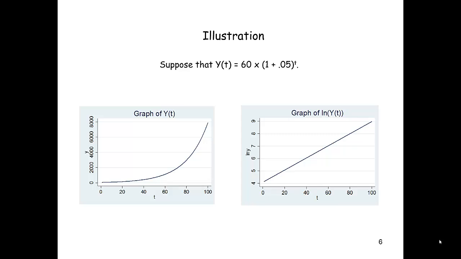For example, if you look at between time period 0 and 20, you can see that log of y goes up from 4 to 5. So that change on the vertical axis is 1, and the change on the horizontal axis is 20. 1 divided by 20 is 0.05, and that's the growth rate of y.